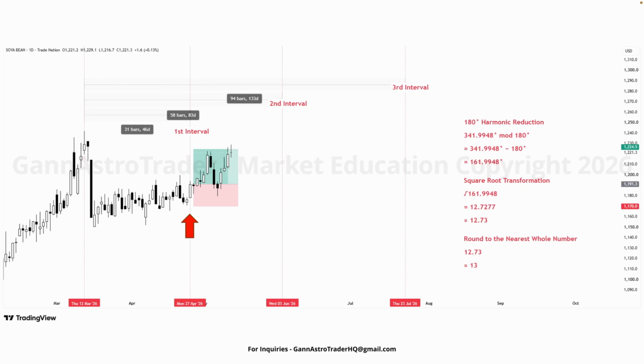This illustrates an important distinction between timing and direction. The harmonic interval identifies when an important reaction is likely to occur, while price action determines whether that reaction develops into a bullish continuation or a bearish reversal. By combining harmonic timing with market structure, the probability of selecting meaningful trading opportunities improves considerably.